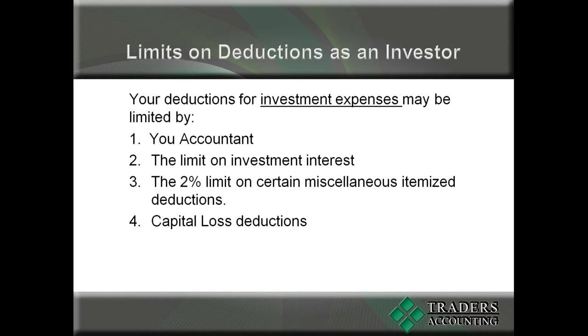An investor has limits on the deductions they can take. As an example, the limit on investment interest. If they trade on margin, they can only deduct the margin expense up to the degree that they made money trading. So if they lost money trading, they can't deduct their investment interest. And we all know about the 2% threshold, the limit on your miscellaneous itemized deductions, and of course the capital loss deduction that I just talked about. We'll get into some other ones as we go that are going to kill an investor.